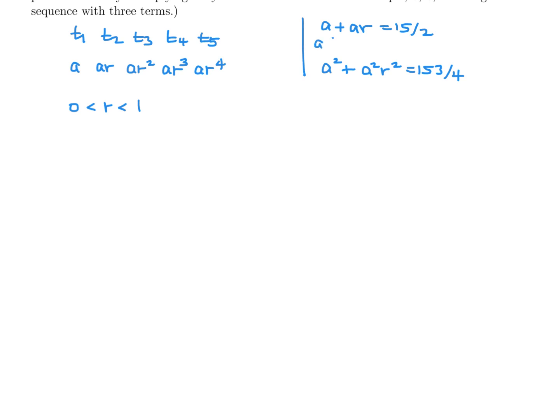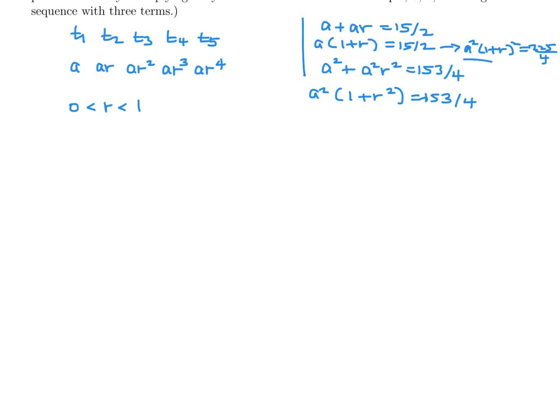Let me factor out an a here, 1 plus r, 15 over 2. And then let me factor out the a squared on this guy, so it becomes 1 plus r squared, 153 over 4. What I'll do, and you can do this in any way you want, is square both sides here. So a squared, 1 plus r all squared, and then 225 over 4, right, when you square that?